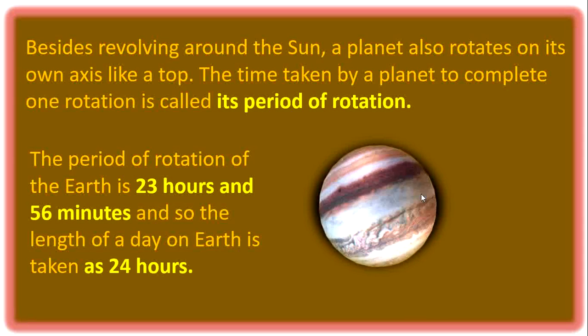The period of rotation of the Earth is 23 hours and 56 minutes. The length of a day on Earth is taken as 24 hours. So what is period of rotation? The time a planet takes to rotate on its own axis. Period of revolution is the time taken by a planet to complete one revolution.